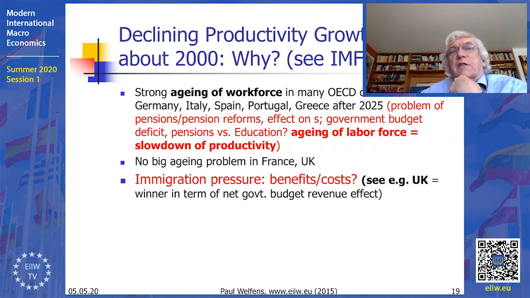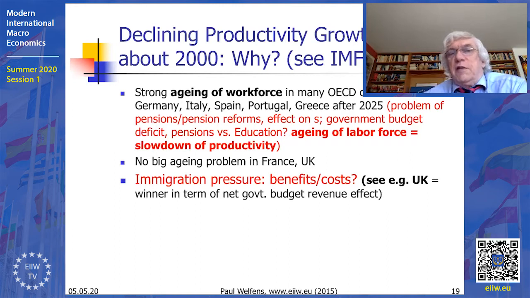Yeah, we have some other interesting factors. So, for instance, declining productivity growth since about 2000. There is an IMF working paper on this, which argues that there is strong aging of the workforce in many OECD countries, and particularly Germany, Italy, Spain, Portugal, Greece after 2025.